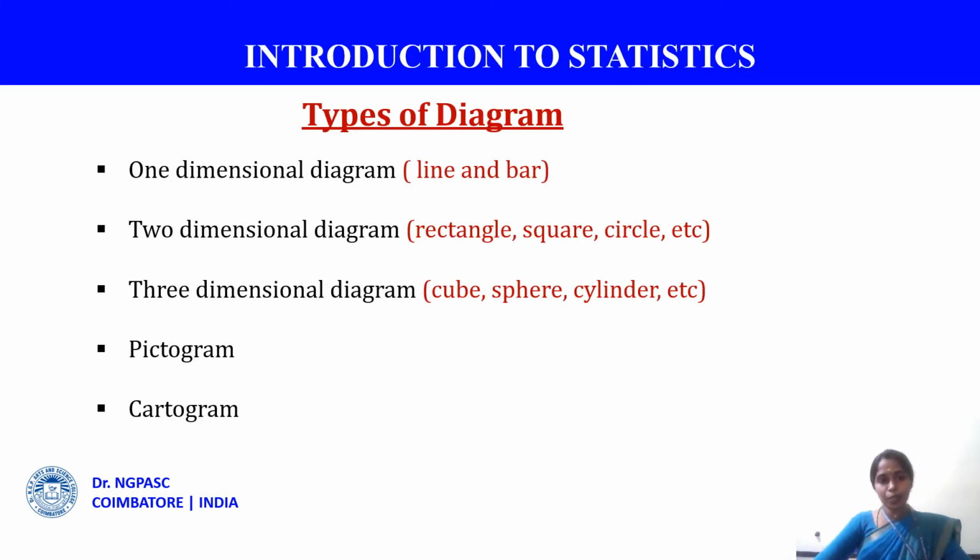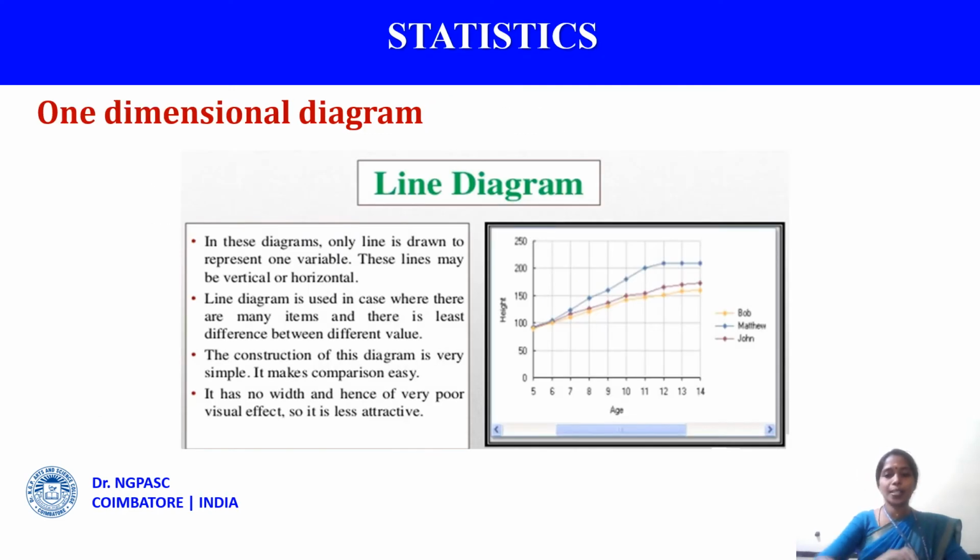Now, what are the types of diagram? Here we have 5 different types of diagram: one-dimensional diagram, two-dimensional diagram, three-dimensional diagram, pictogram and cartogram. Now let us see one by one. First, what is a one-dimensional diagram? One-dimensional, in the sense, we have only one axis, right? So here we have different types of one-dimensional diagram.